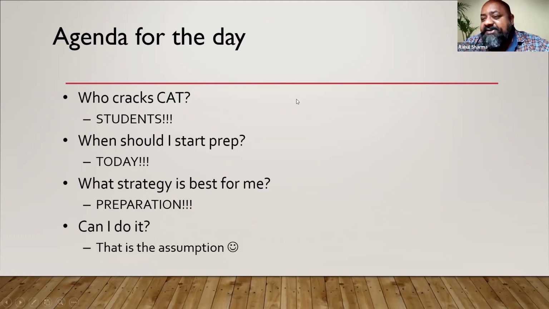The premise on which you're sitting here, अगर आप ये PPT attend कर रहे हो, अगर आप CAT के लिए सोच रहे हो, it has to start from the point where you say, yes, I can do it. Only then will it happen, right?